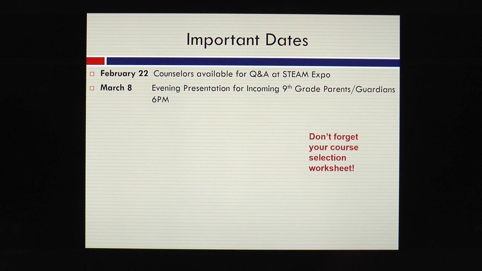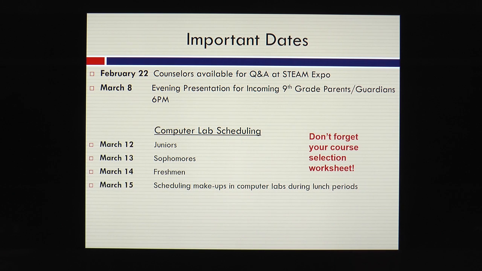Please take a look at the important dates for scheduling. All the counselors will be available at the STEAM Expo. This will be a great time to come and ask us questions if you have them. In early March, we'll have a presentation for parents and guardians in the evening, and then in mid-March, we will move on to computer lab scheduling during the school day.